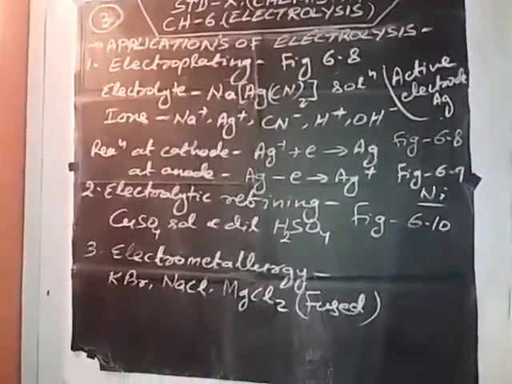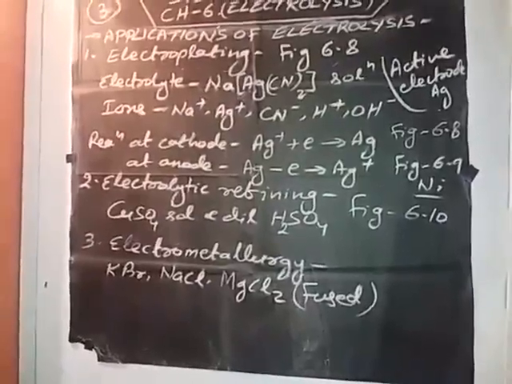Electrolysis of pure alumina is also used for extraction. It is covered in the metallurgy chapter.